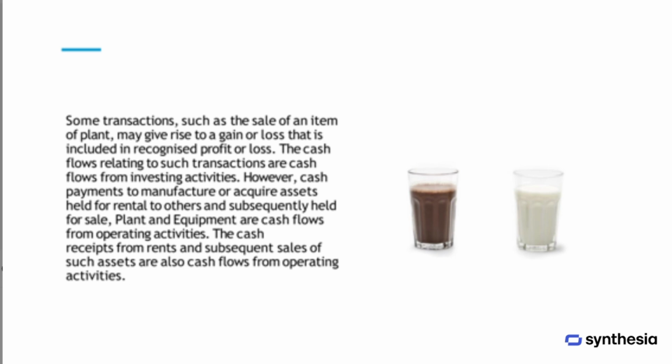On the other hand, cash payments made to manufacture or acquire assets that are held for rental to others and later intended for sale, such as plant and equipment, are classified as cash flows from operating activities. Similarly, the cash receipts from rents and the subsequent sales of these assets are also considered cash flows from operating activities.